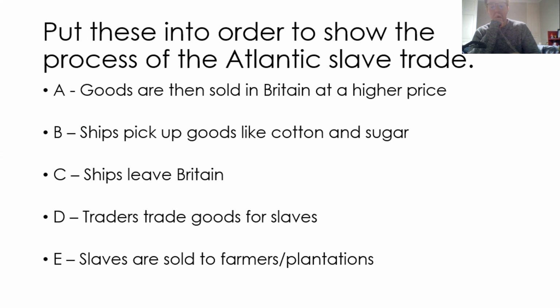Okay, well, let's have a look, see if I put it there. No, I haven't. All right, so first off, they need to leave England, so C. Then they need to gain slaves or turn African people into slaves. So that's D, C, D. Then they need to sell them to plantations because you can't make cotton and sugar before you go to the plantations. So it's C, D, E, B, A.